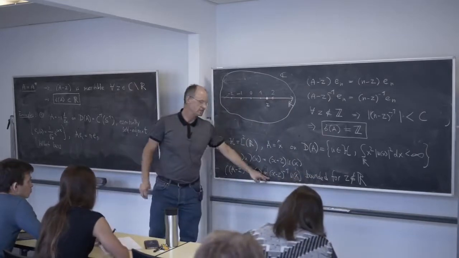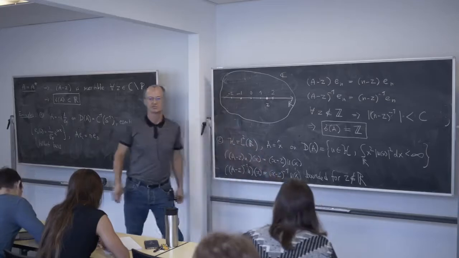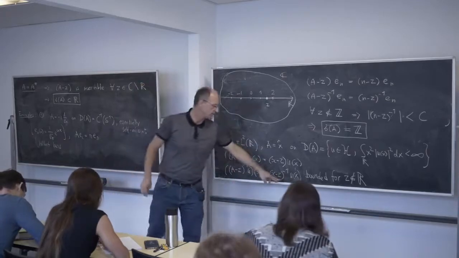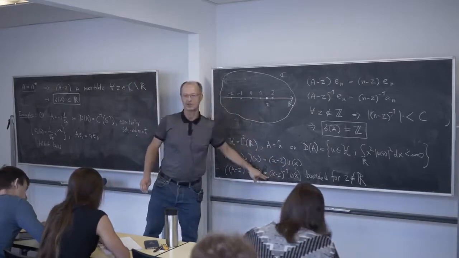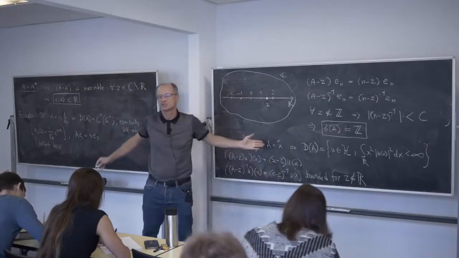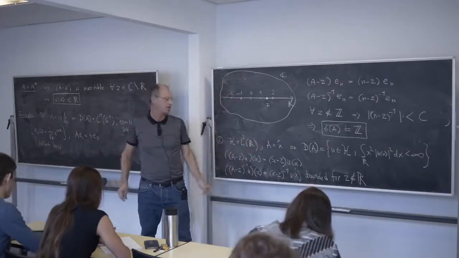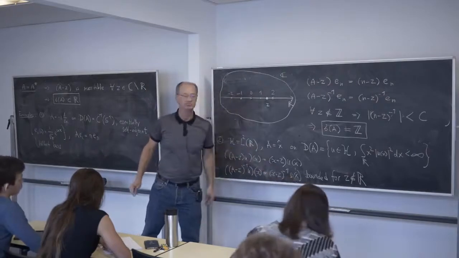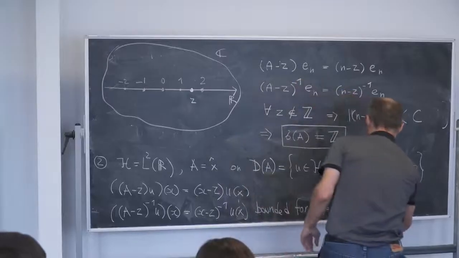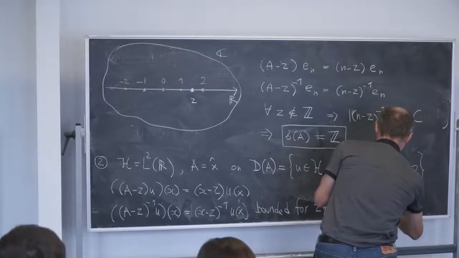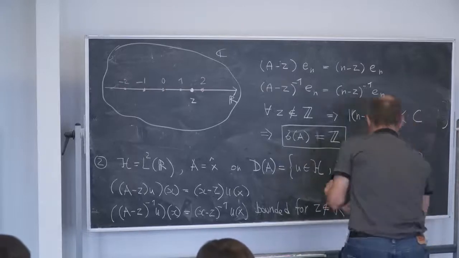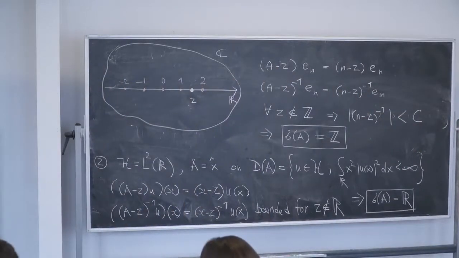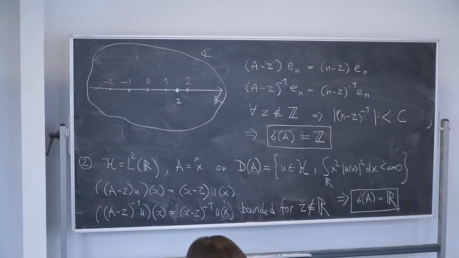However, clearly it doesn't work on the real line. You can always find functions for which this will not be in L2. So this does not define an operator on the whole of L2. And so in this case, sigma of A is simply equal to the real line. So these are two important examples that we're going to be looking at.